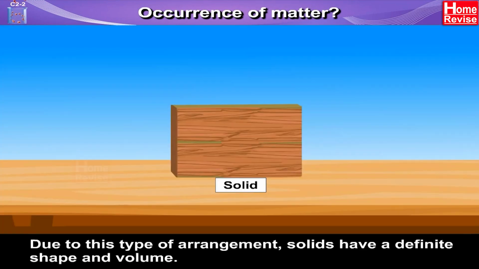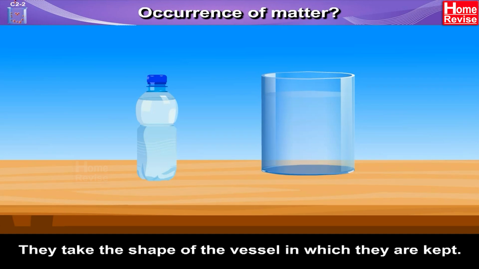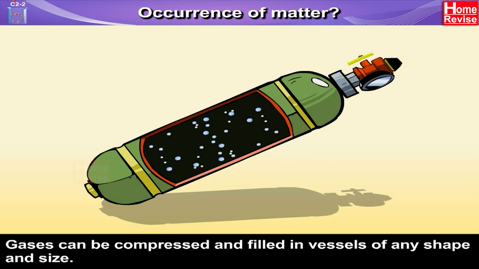Due to this type of arrangement, solids have a definite shape and volume. Liquids have a definite volume but no definite shape. They take the shape of the vessel in which they are kept. Gases have neither a definite shape nor a definite volume. Gases can be compressed and filled in vessels of any shape and size.